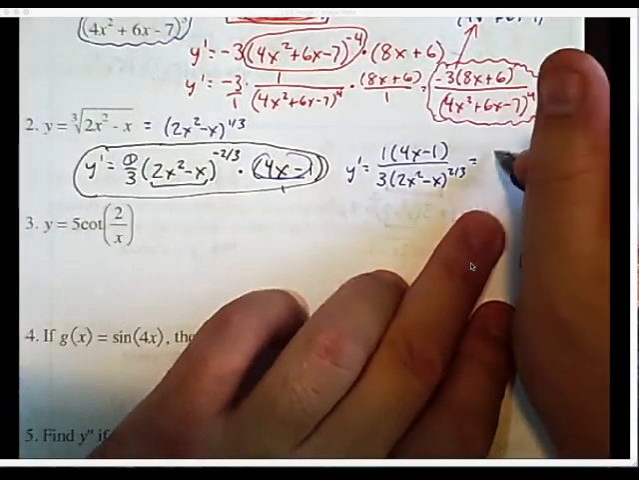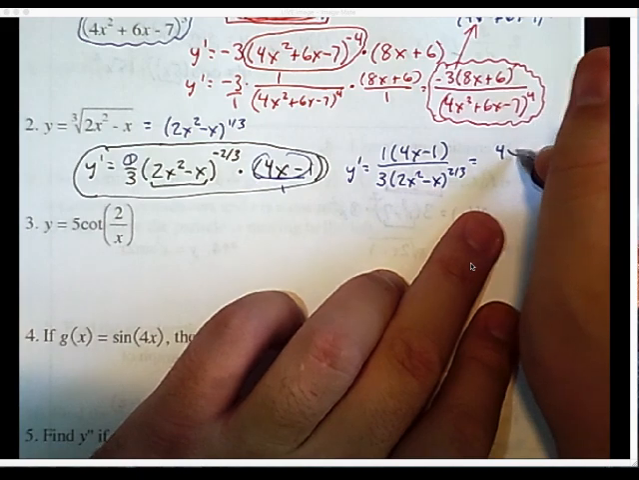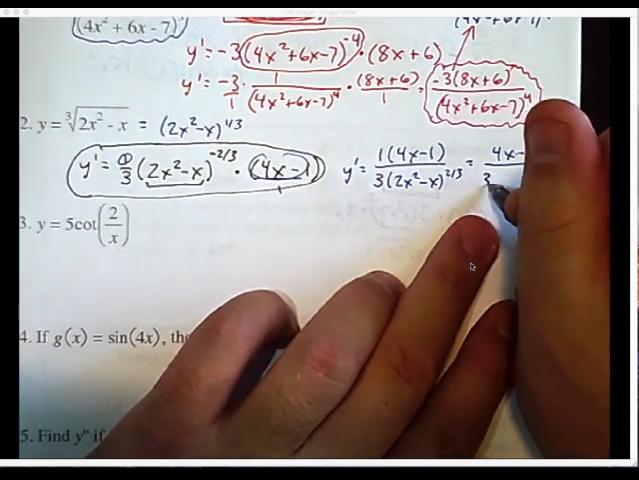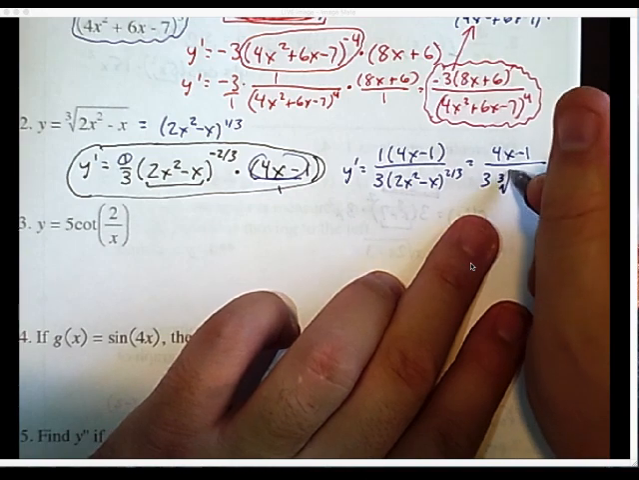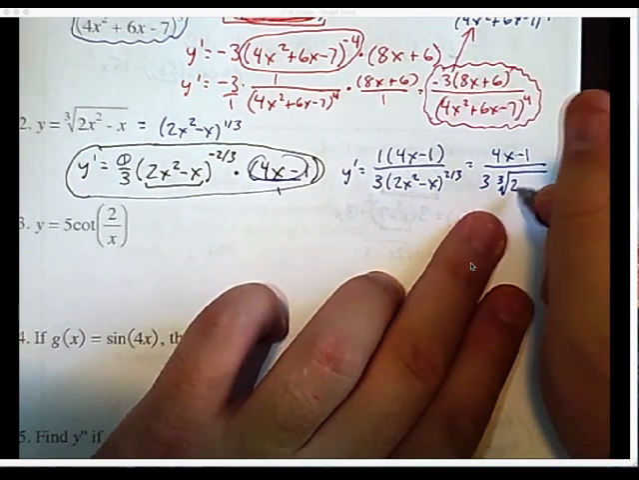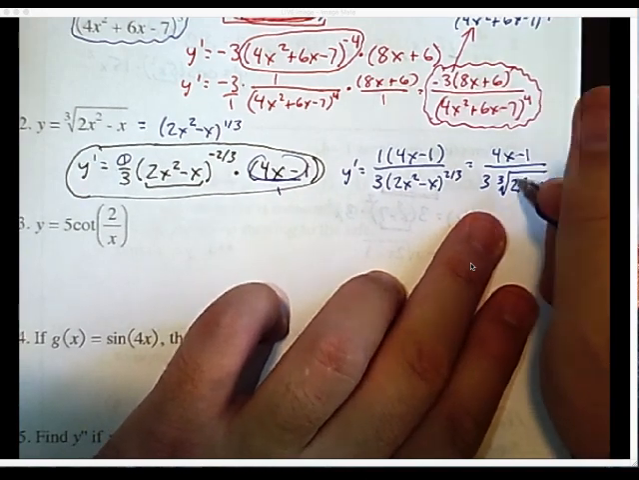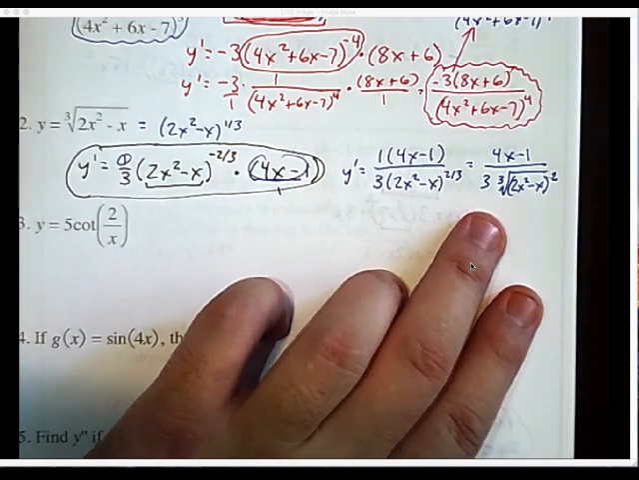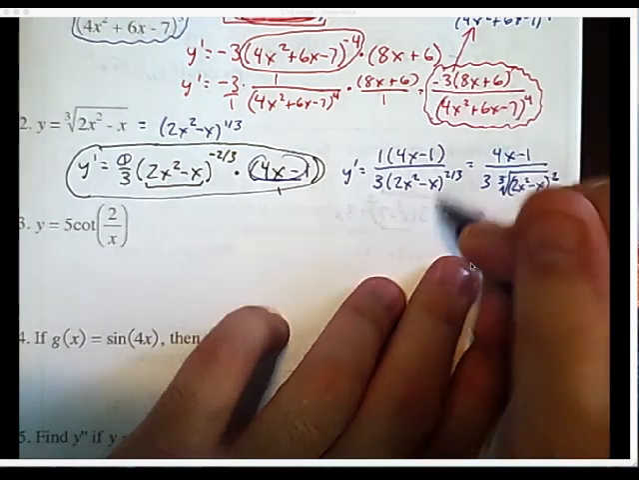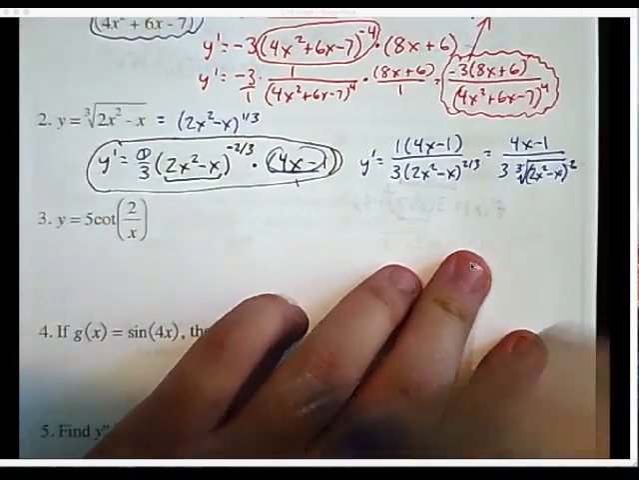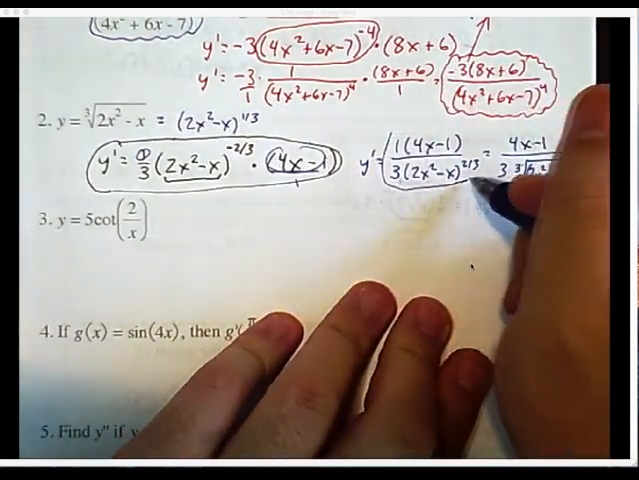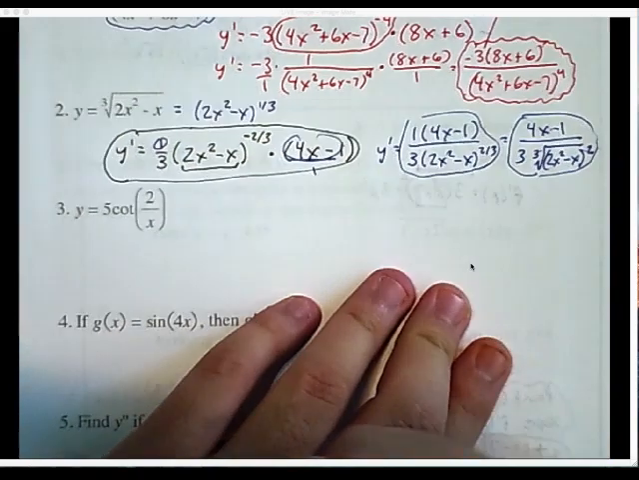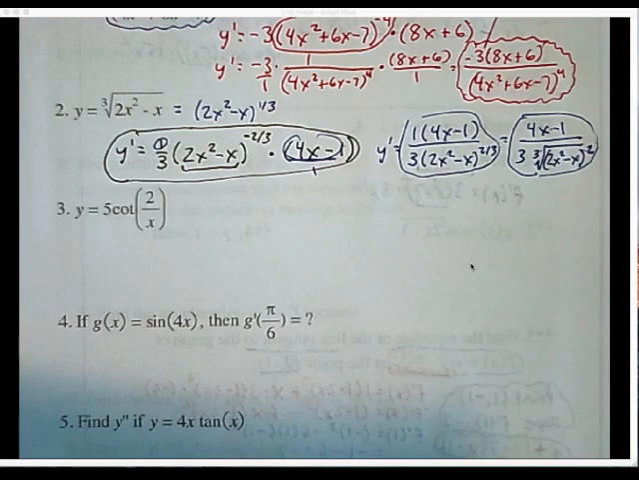Or we can rewrite it as a radical. 1 times 4x minus 1 is still 4x minus 1. Then we have a 3, but we're going to have a cube root. Cube root of 2x squared minus x, this whole thing, to the 2nd power. That's where we get the 2/3 power. So either one of these is probably more likely to be on the test, or to be on the AP test if you get a question like that.